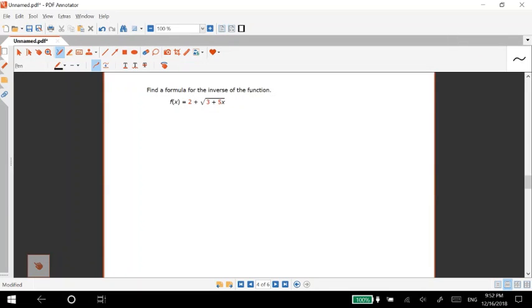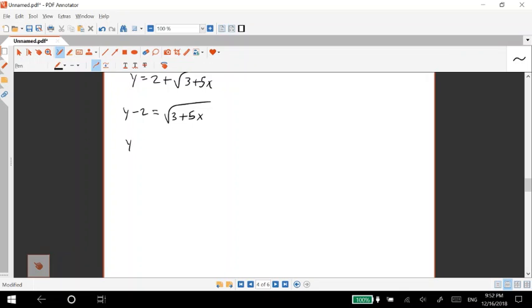Okay, more inverse functions. Step 1, replace f of x with y. Easy enough. Step 2, solve for x. So we have y minus 2 equals the square root of 3 plus 5x. Okay, how do we unlock these terms in here?